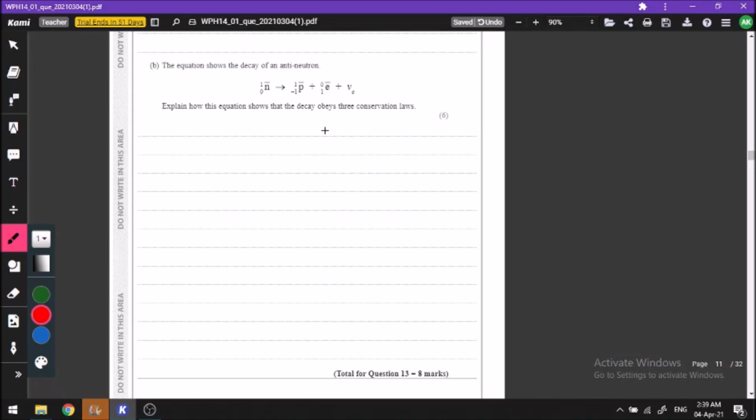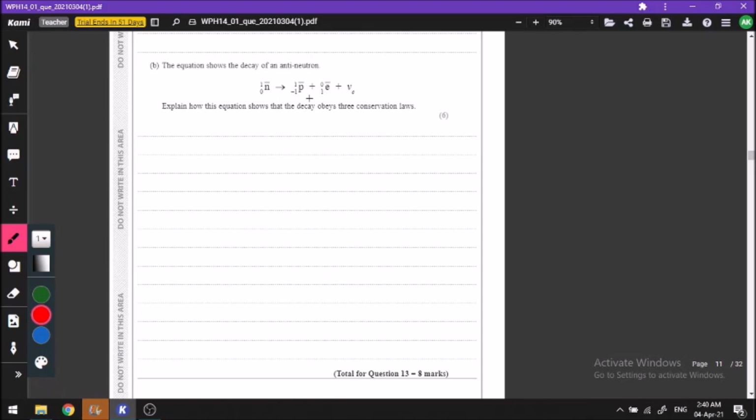Okay. The equation shows the decay of an antineutron. So we have an antineutron. Explain how this equation shows the decay obeys the three conservation laws. So this question is an example of the fact that you have to know the charge, the baryon numbers, the lepton numbers of all these fundamental particles, and also you have to know what the names of each of these particles are. For example, this is an antineutron, and here we have an antiproton, then we have a positron, and then we have a neutrino.